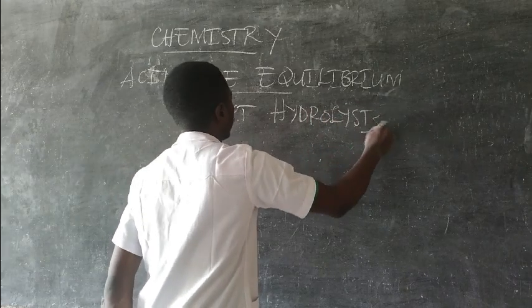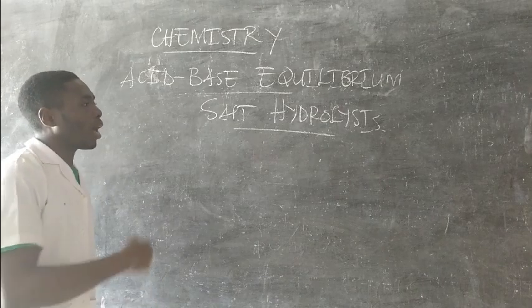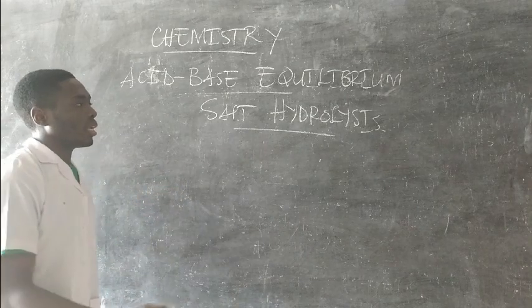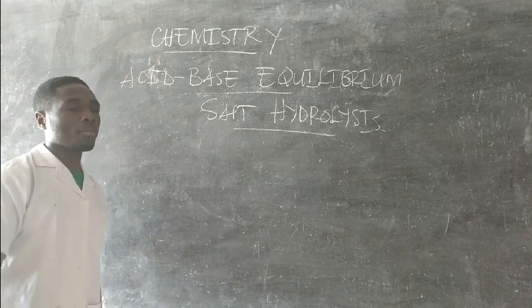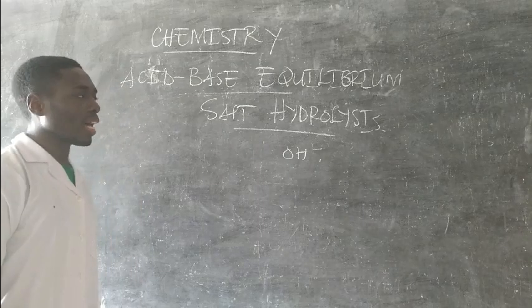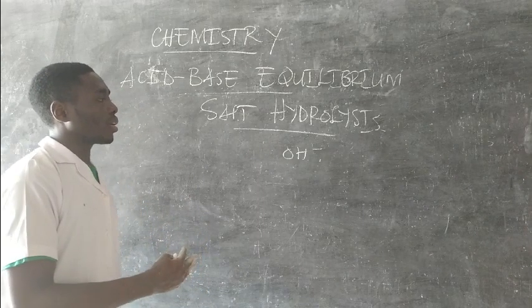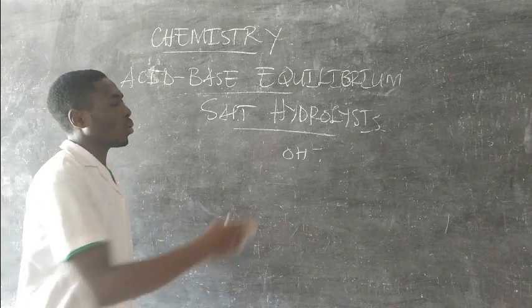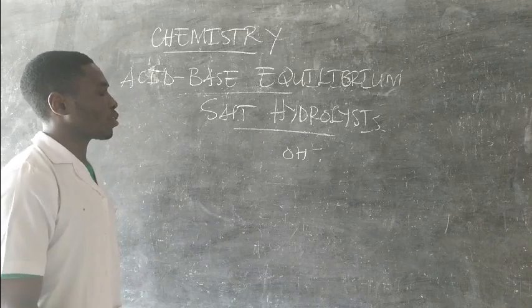Now, what is salt hydrolysis? Salt hydrolysis simply explains how a compound can react with water. A compound is being hydrolyzed by water, and the OH ions of the water remain intact. So salt hydrolysis is a phenomenon where a substance reacts with water and the OH minus ions of water remain intact. Okay, that's the definition of salt hydrolysis.